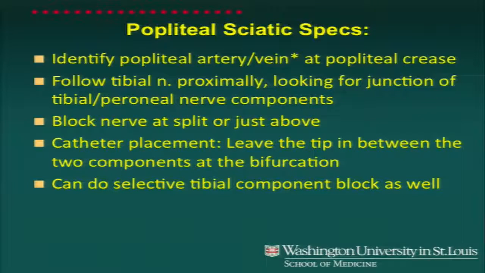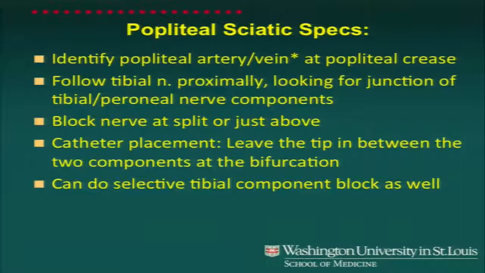For the popliteal sciatic approach, we identify the popliteal artery, and I made an asterisk next to the vein because quite often people forget about the vein, because it is being compressed and quite often you may not see it. We catch it at the popliteal crease, and then we trace this up, following the tibial nerve proximally. It's typically around 12 to 1 o'clock in relation to the popliteal artery, and then you want to look for the junction of the tibial and peroneal nerve components. You block that nerve either at the split or just above the split.